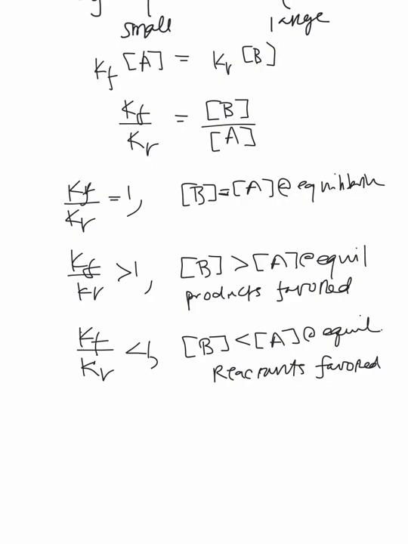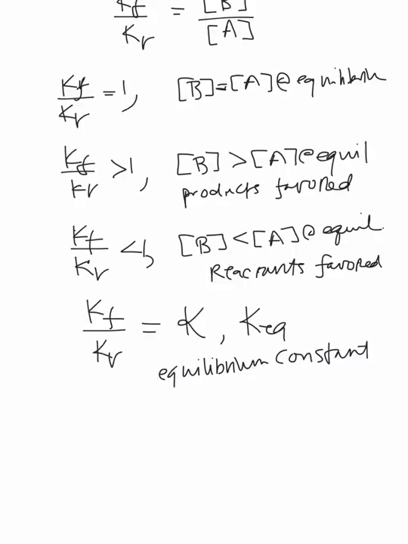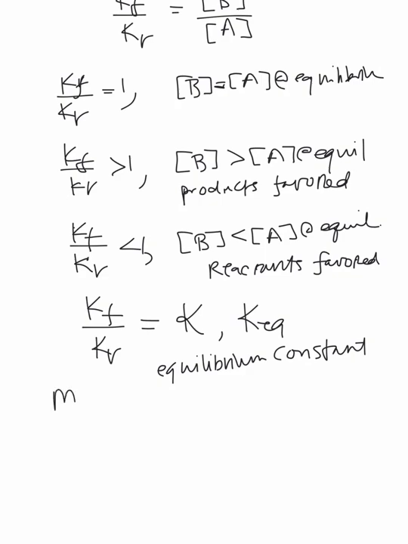So ultimately, this Kf over Kr relationship was so important that we gave it its own abbreviation, big K, or KEQ, and it has the name equilibrium constant. And ultimately, if we have a reaction that's at chemical equilibrium, the magnitude of the equilibrium constant, or K, tells us how much one side is favored over the other.